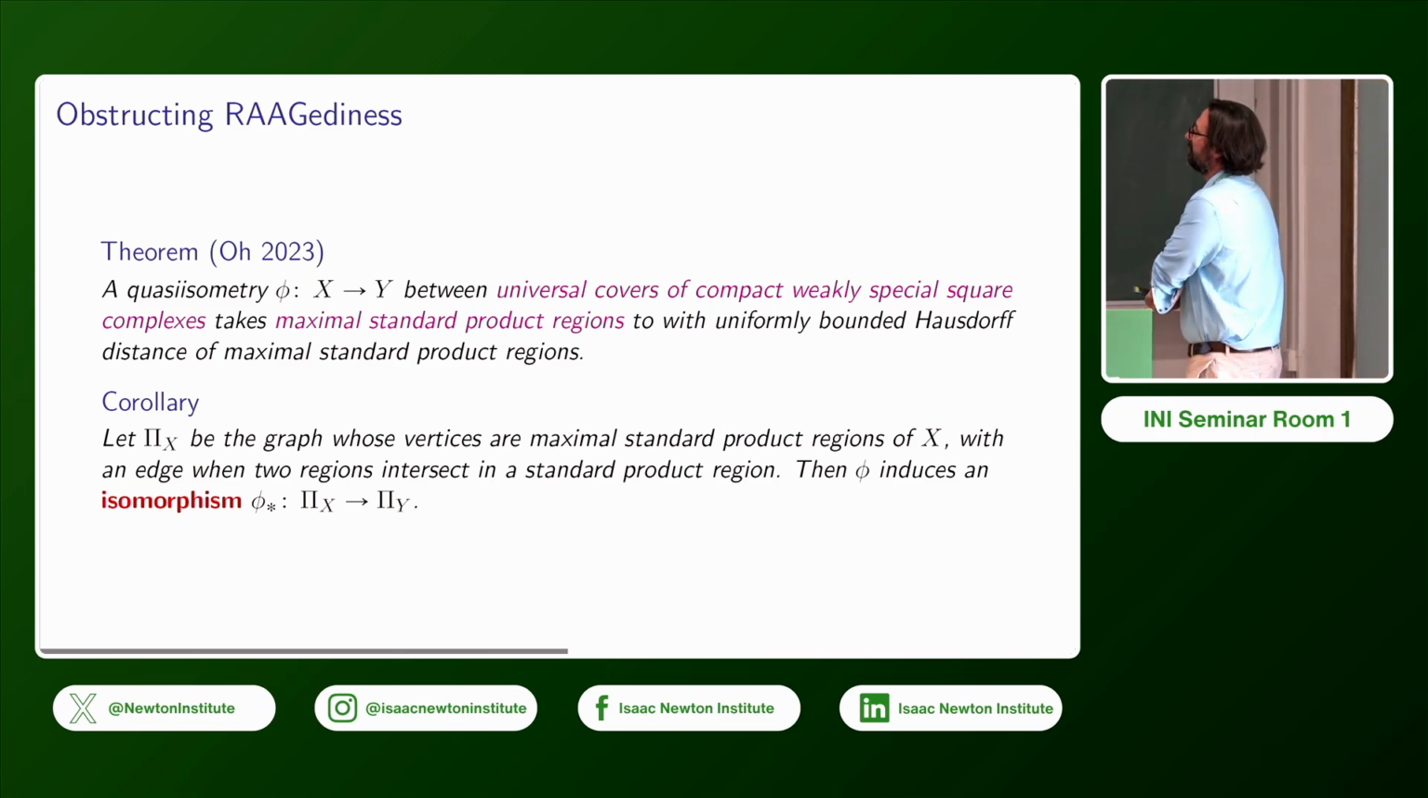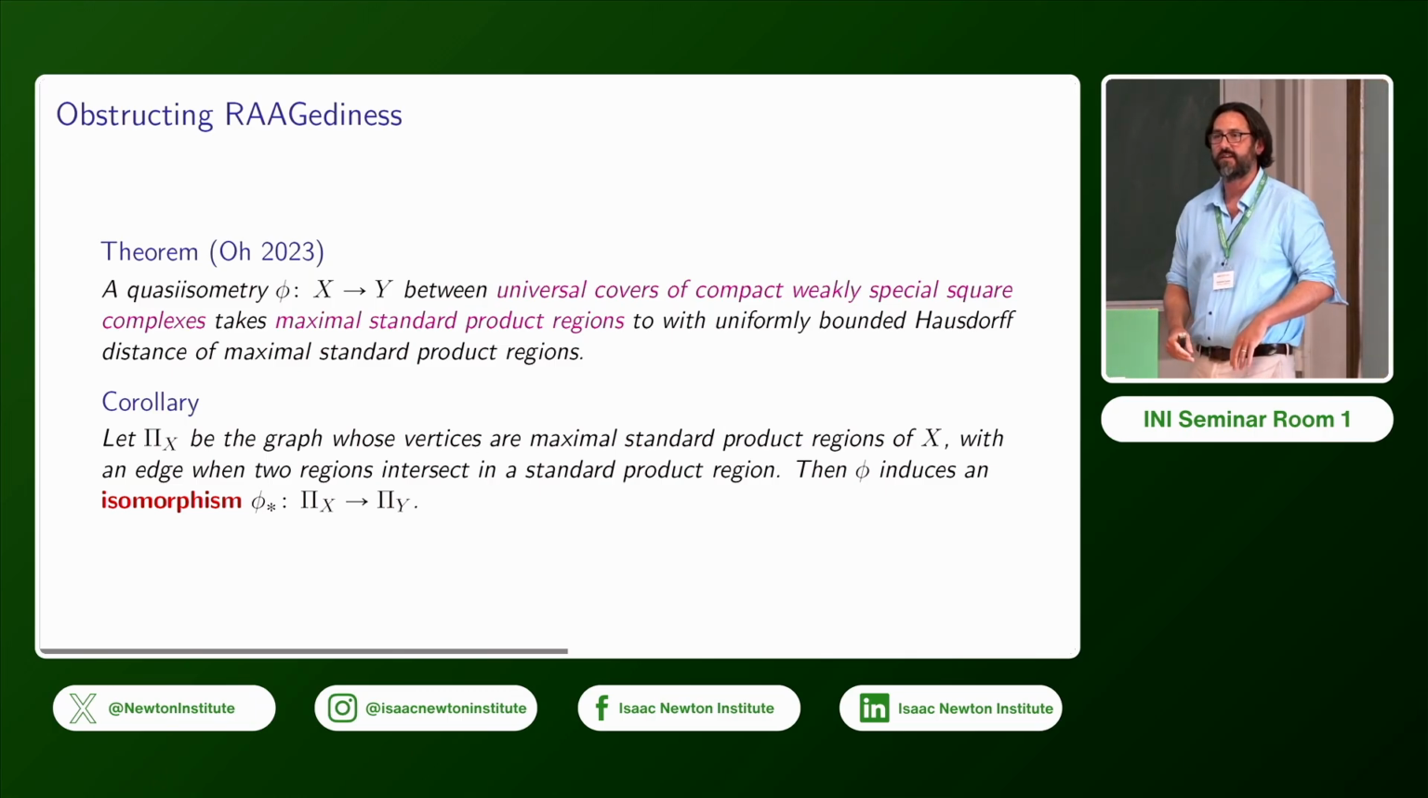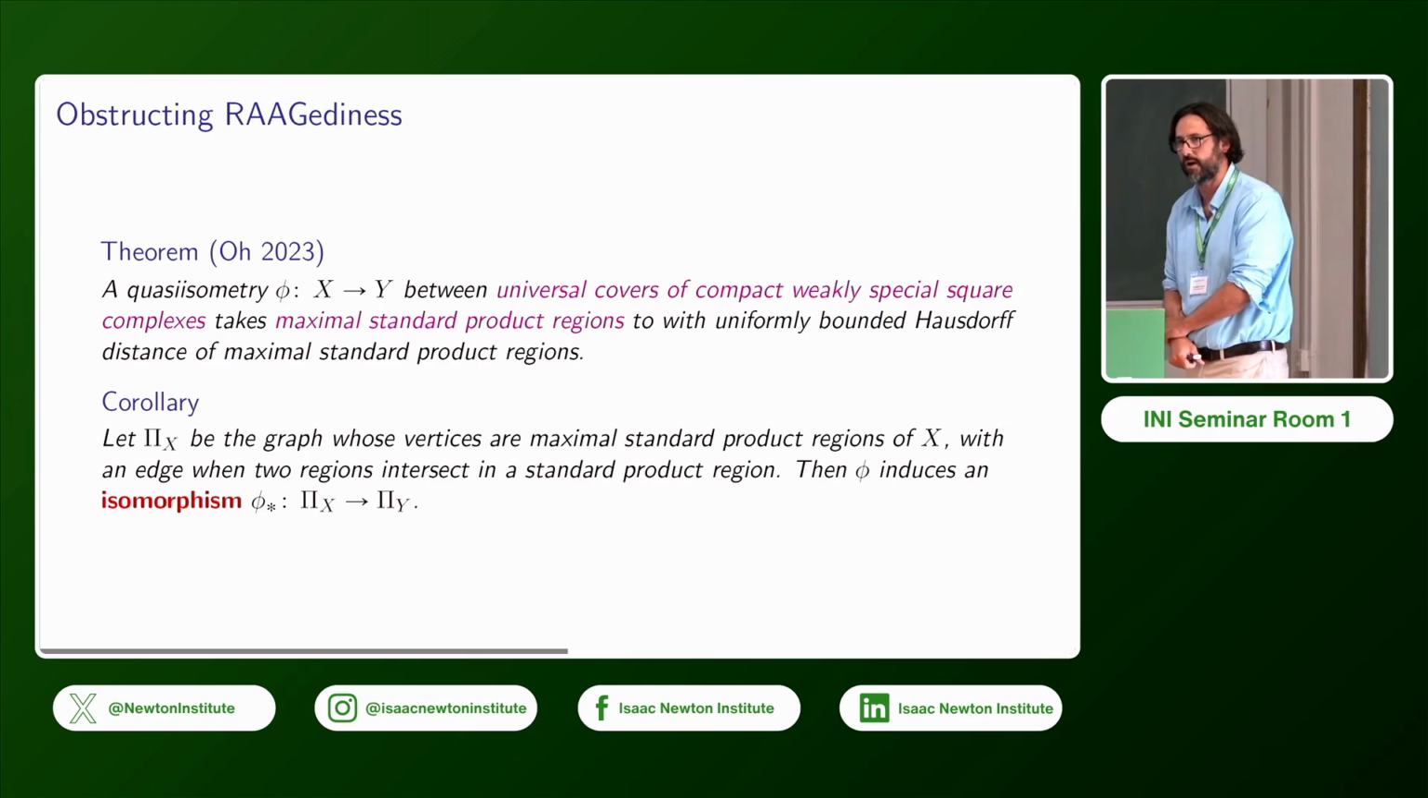So what's the statement? There's a bunch of terminology that I'm not going to define, but I'll tell you on the next slide what it means in terms of right-angled Artin groups and right-angled Coxeter groups. So the theorem is you have a quasi-isometry X to Y, where X and Y are universal covers of compact weakly special square complexes. The conclusion is that such a quasi-isometry must take maximal standard product regions to within uniformly bounded Hausdorff distance of maximal standard product regions.